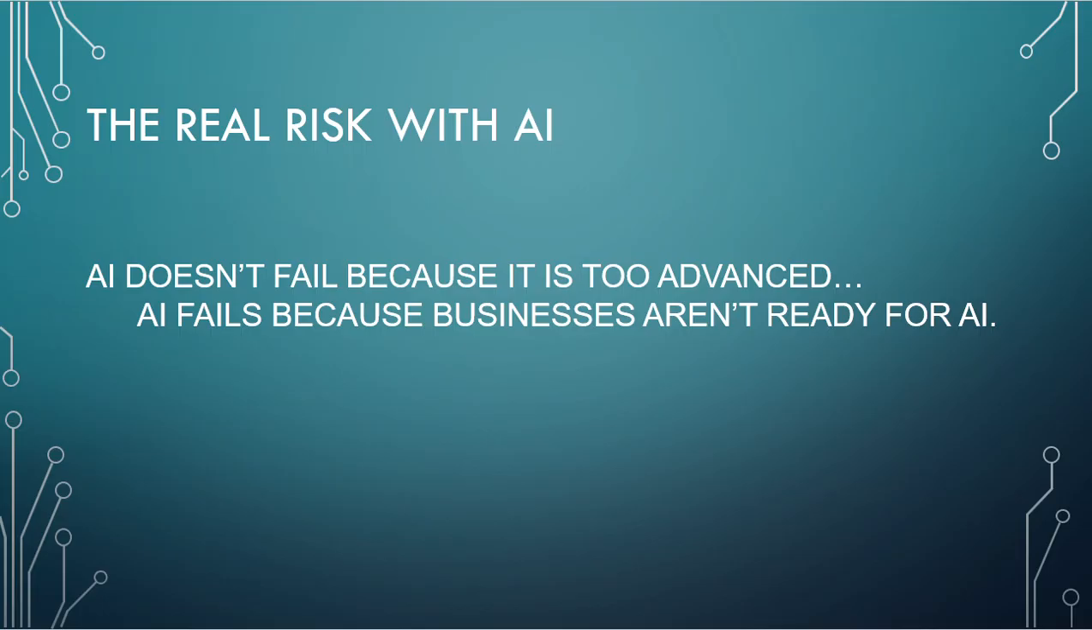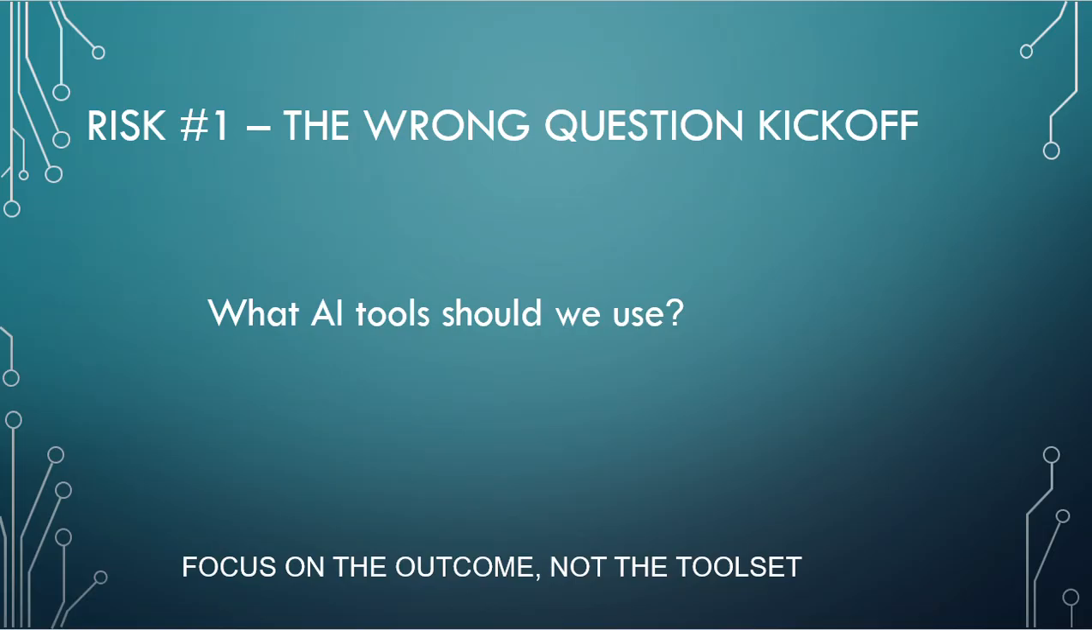And we will start to walk through the risks around AI. So risk number one is the wrong question kickoff. And quite often you're going to hear, what AI tools should we use? Or we have this AI tool, let's use this for something. And if you start off just asking which tool should we use or that type of question, you're already on the wrong path. So you need to focus on the outcome that you want to achieve, not the tool set that you have. And this is going to be really important in the future because tool sets are rapidly evolving, and the right tool could potentially change while you're in the implementation phase or even in the design phase of your project. So focus on the outcome, not the tool set.